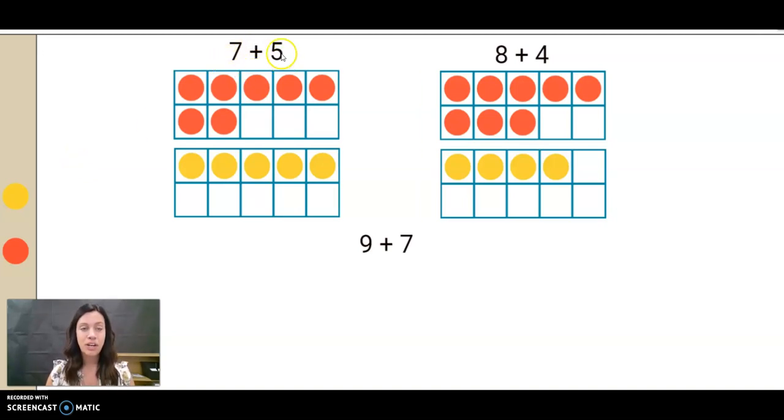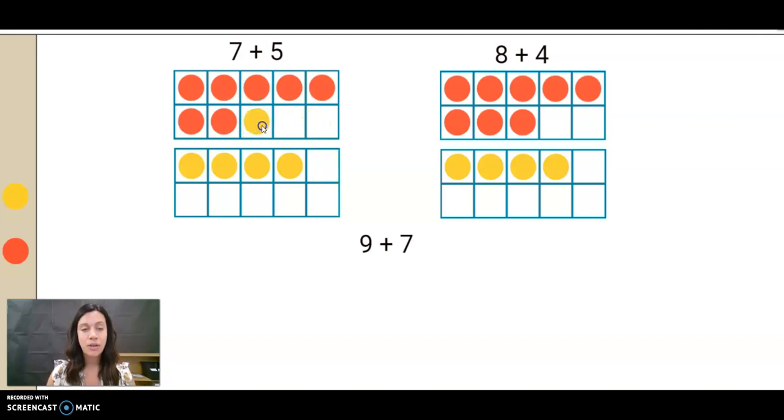So the first problem that we are going to look at today is 7 plus 5. Again, I'm using my 10 frames to show 7 red counters and 5 yellow counters. With the make 10 strategy, we want to do exactly that. We want to make a group of 10. So I am going to look at this top 10 frame. I see that there are 3 empty boxes.